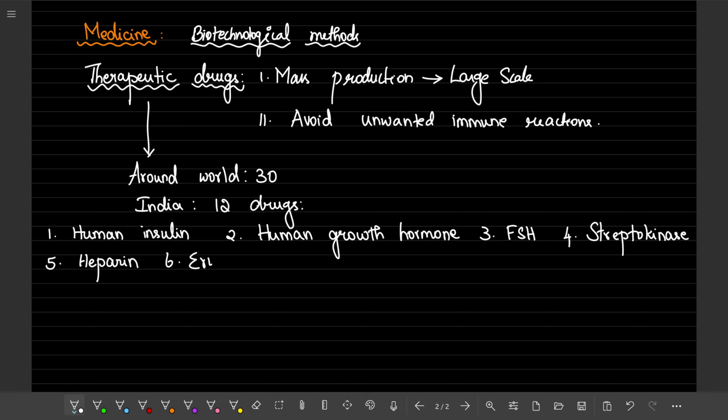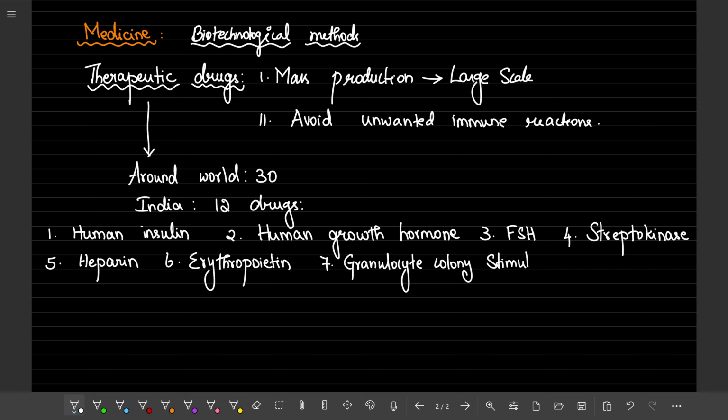Erythropoietin is produced through biotechnology. What is erythropoietin used for? To increase RBC levels and treat anemia. And there is also granulocyte colony stimulating factor. This is very important. This is for cancer treatment.